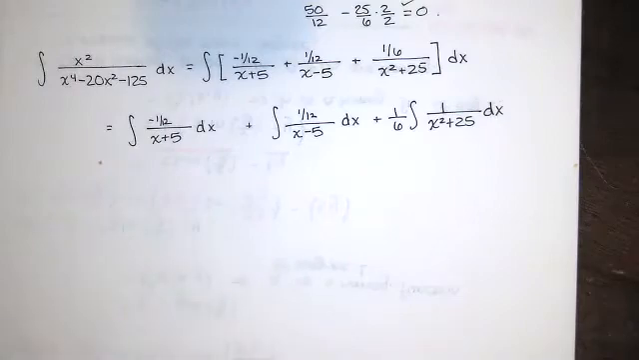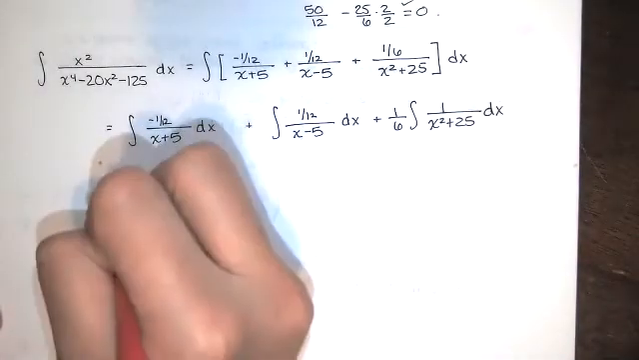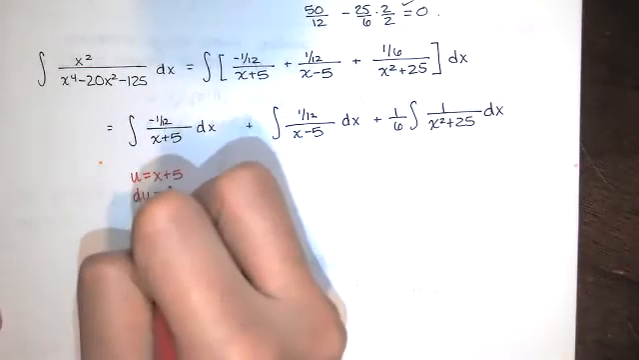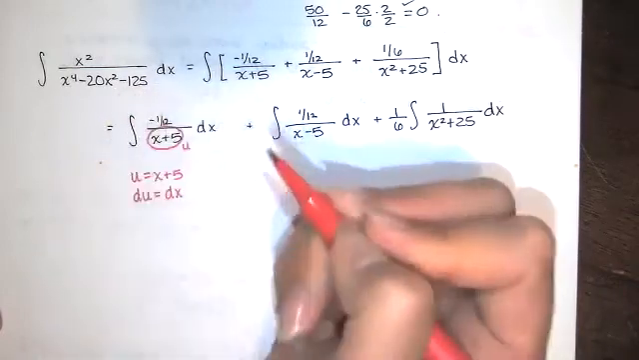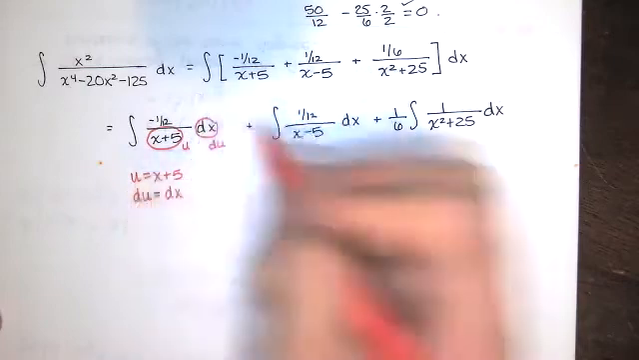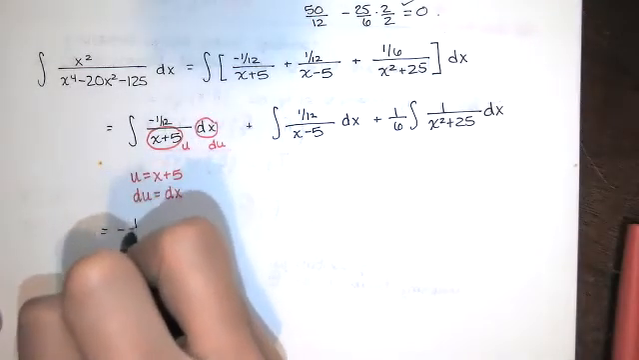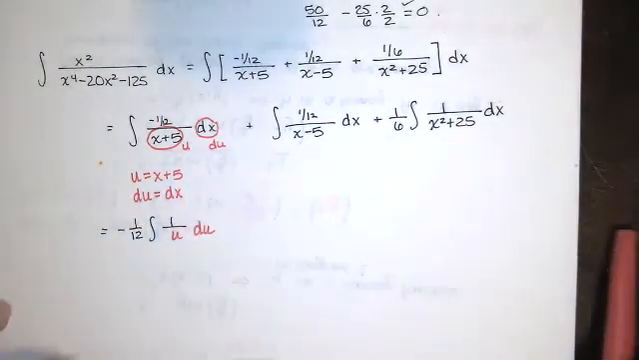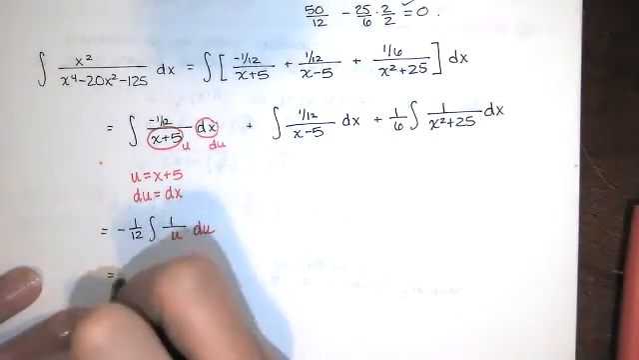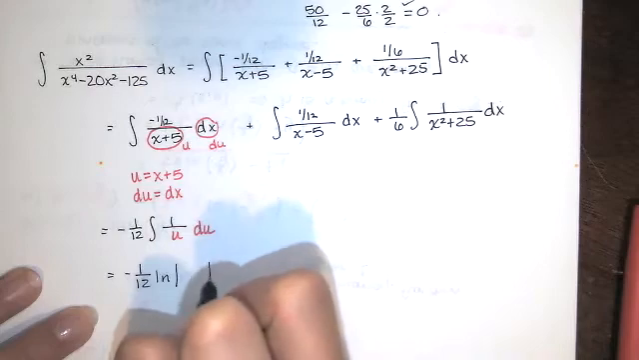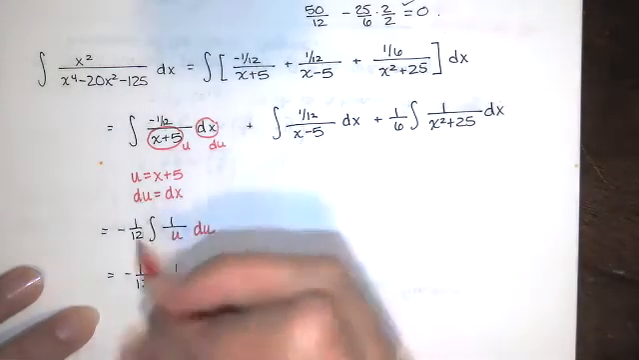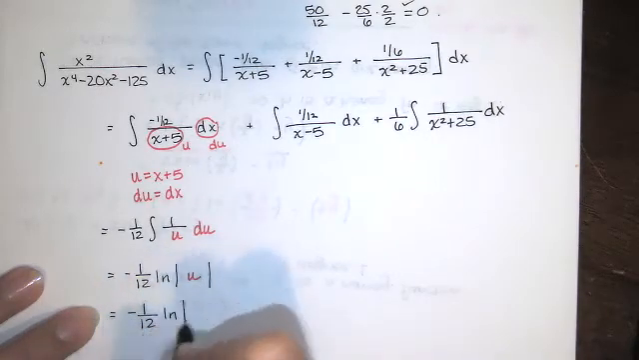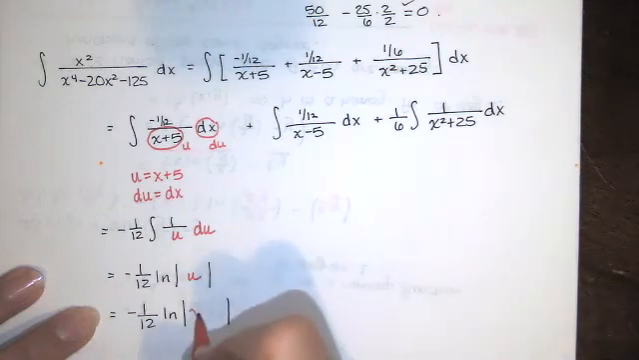On this guy, we've got a constant over x plus 5. If u is equal to the denominator, du is equal to the derivative of that, which is 1 times dx. So this is actually negative 1/12 over u times du. Or if you prefer, you can factor out that negative 1/12. And the antiderivative of 1 over u is natural log of the absolute value of u plus c. We'll save the plus c for later. And then don't forget to back substitute. u is x plus 5.